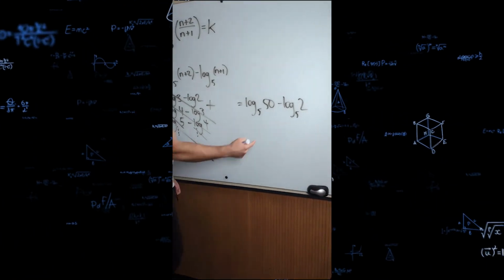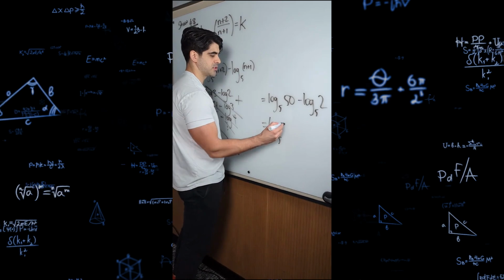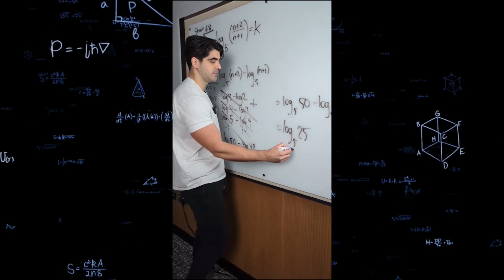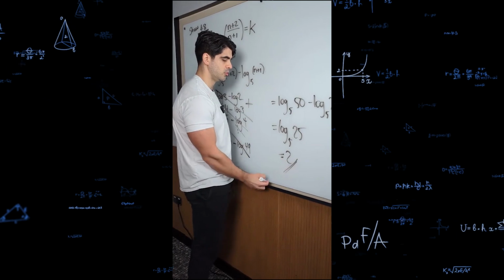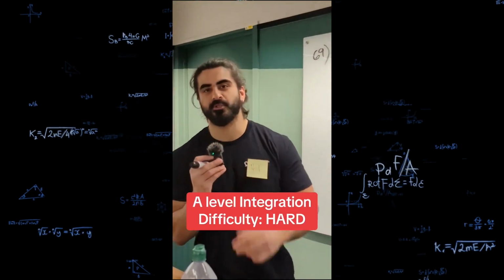So minus means division. 50 over 2 is 25. Interesting. 5 to the power of what is 25? 2! Nice.